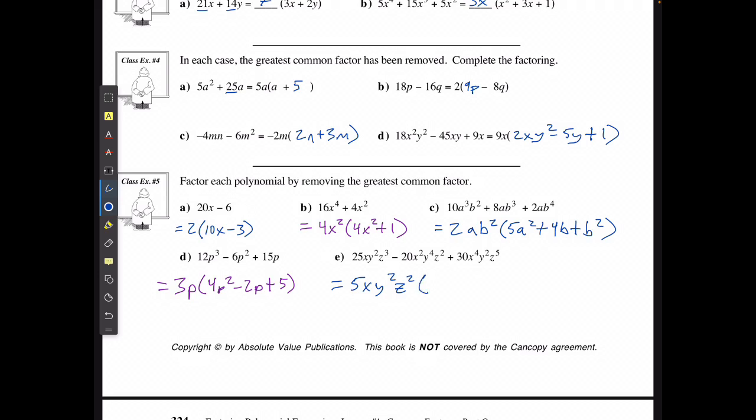What am I left with? I'm left with 5z minus 4xy squared plus 6x, sorry, not y3, z3.